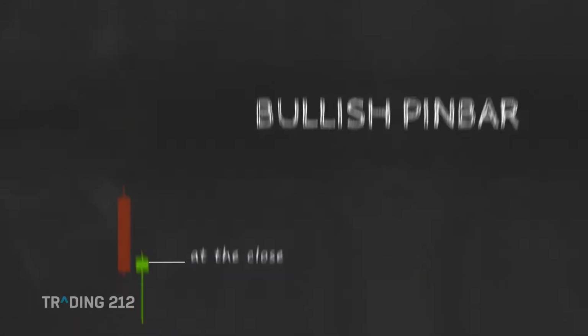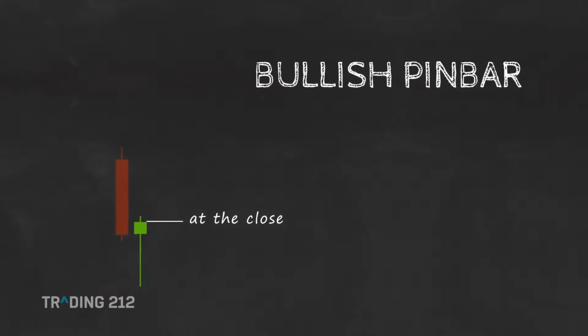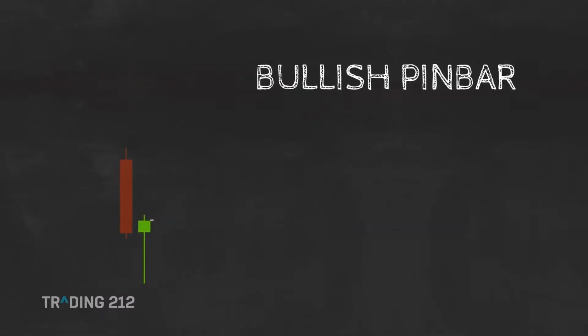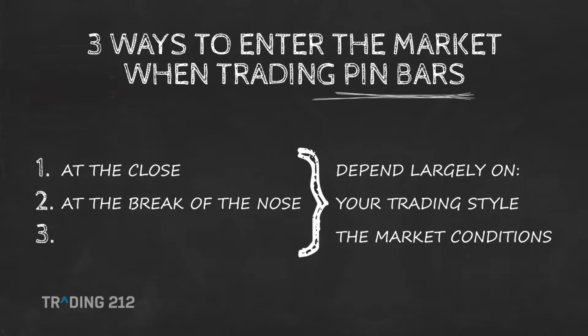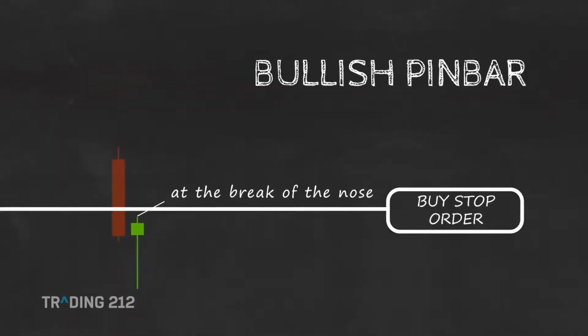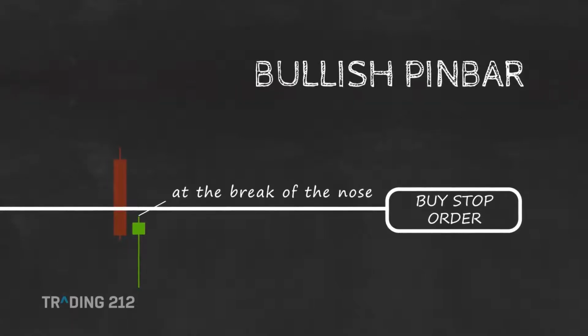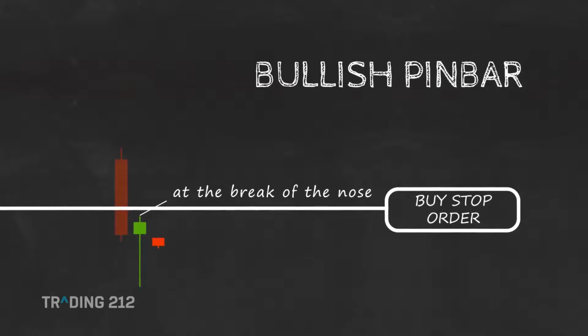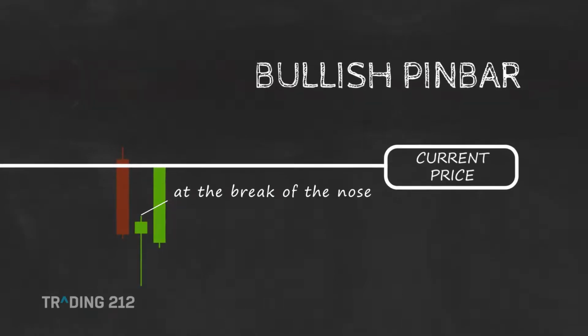The advantage of this entry is that you are sure to be filled and be in the trade. The second is at the break of the nose. To enter at the break of the nose, you would set a buy stop order just above the high of the wick. The idea here is that if the price went up from this close, then you would be filled and in a good position to take advantage of the price's upward momentum.